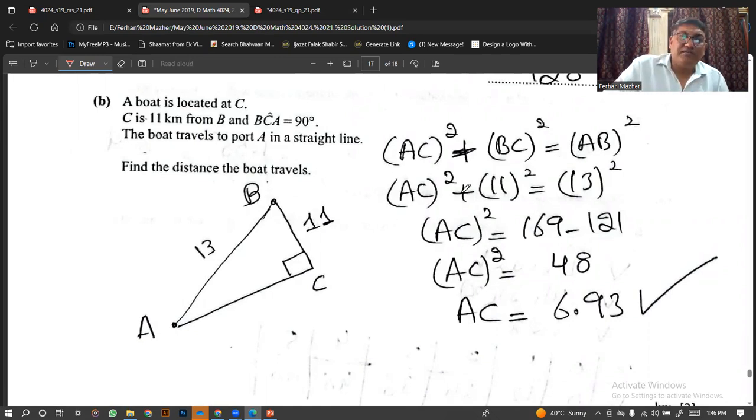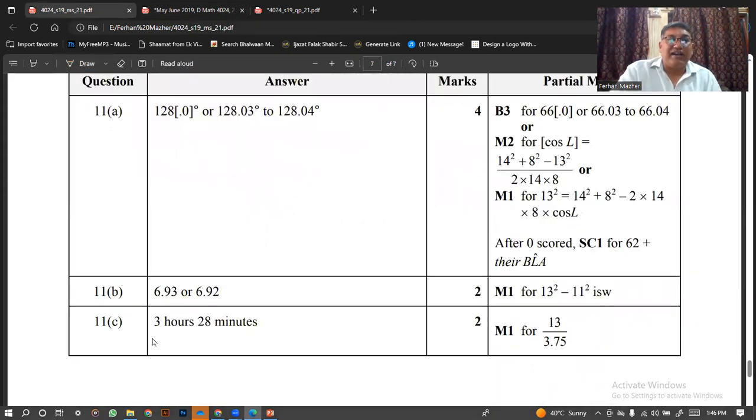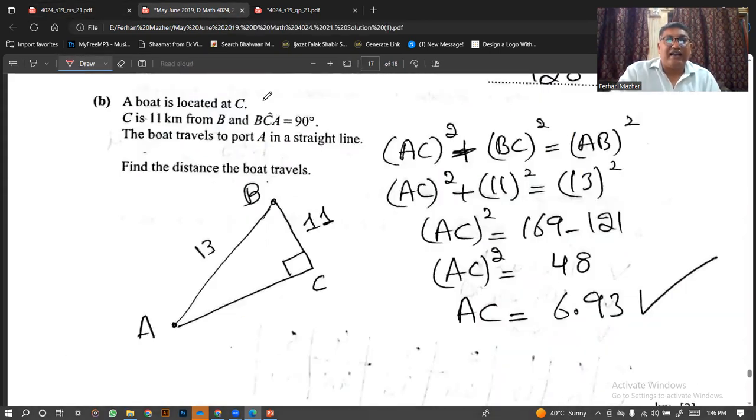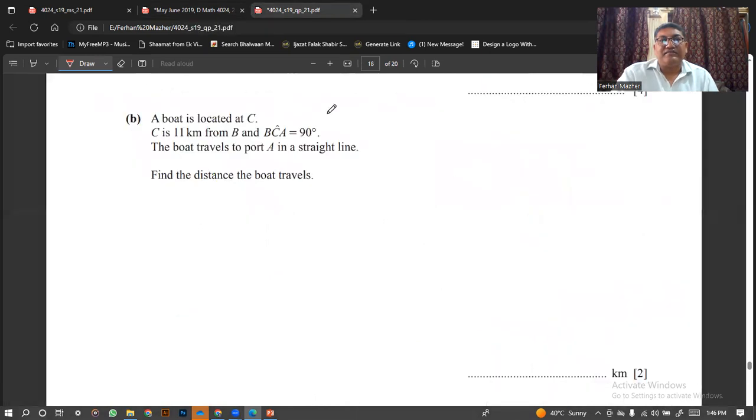AC square I want to find out, and BC is 11. 11 square is equal to 13 square. So AC square will be equal to 169 minus 121. That is 48. So take the square root on both the sides. So the AC will be equal to square root of 48, and that will be 6.93. So the AC is 6.93. 6.93 is the right answer.